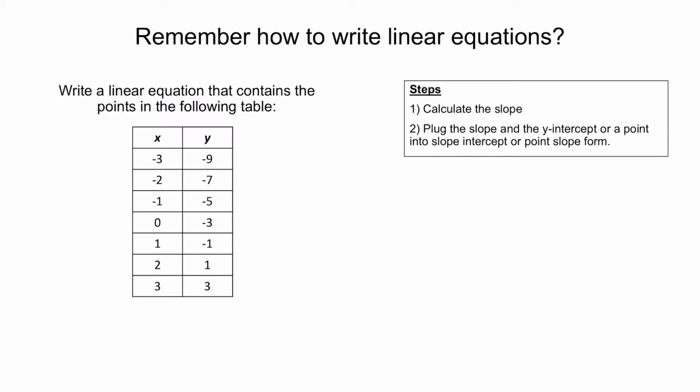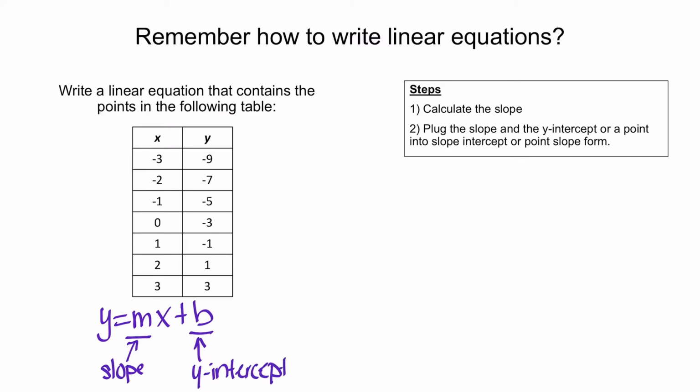Remember that we write linear equations in y equals mx plus b form. Remember that in y equals mx plus b, which is slope-intercept form, m equals the value of the slope and b equals the value of the y-intercept. So we're going to need to figure out those two values before we can write the equation of the line.